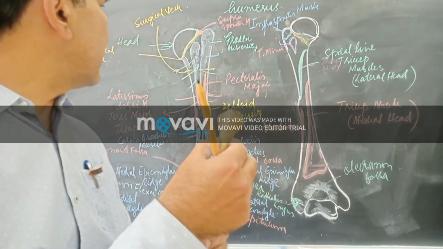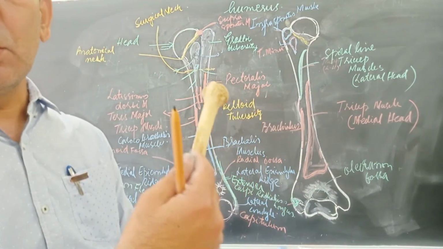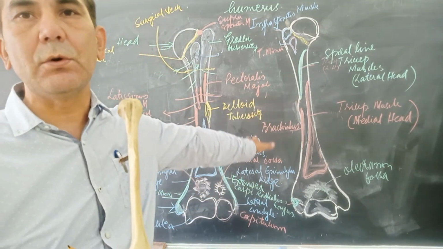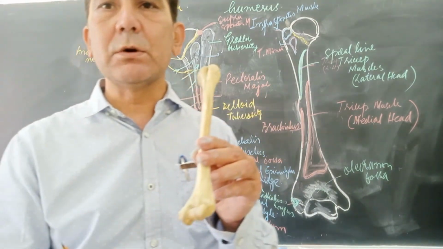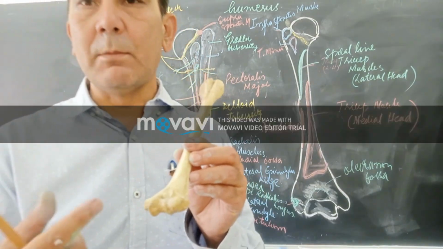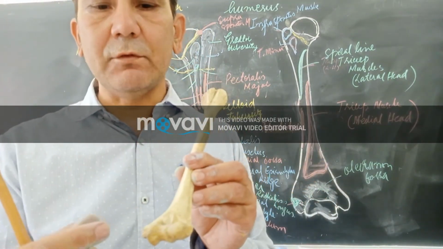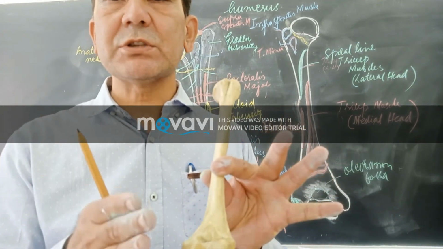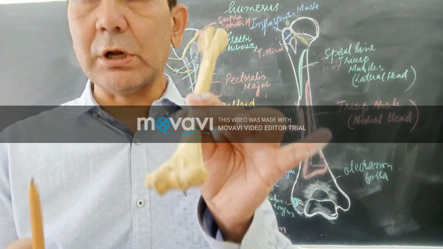The other features, which are the attachments of the muscles, I told you in the diagrammatic structure. Now we will see what structures are present on the lower end of the bone.